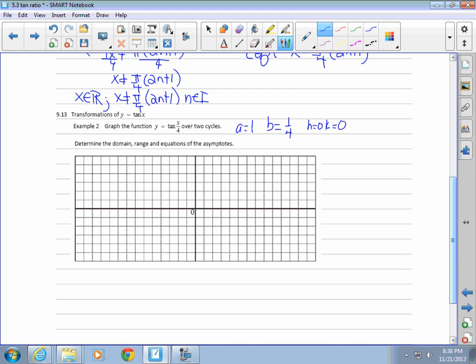So if b is equal to 1/4, then I know my period is equal to pi divided by 1/4, so it equals 4 pi. So that means for this one, every 4 spaces is going to be 4 pi. So this is 4 pi, this is 8 pi, and then this would be 12 pi if we needed to go that far. So the same thing then, my asymptotes are every half cycle.